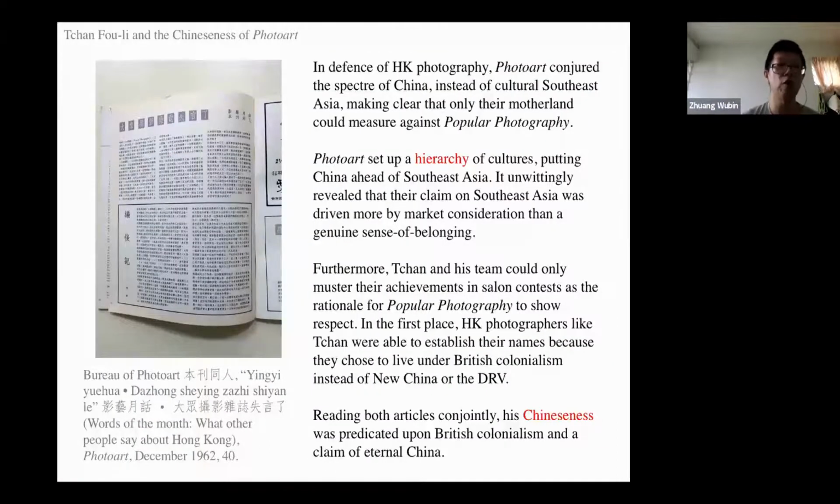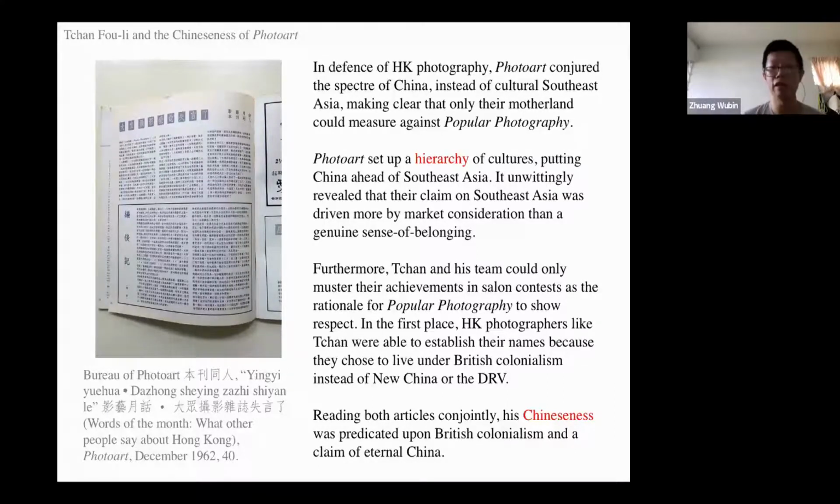And when we go back and look at the defense of Hong Kong photography, in defense of the practice of photography in Hong Kong, the editors actually felt that it was more important to conjure the specter of China instead of cultural Southeast Asia. And in that sense, they unwittingly made clear that only the motherland could measure against the Americanism of Popular Photography. So inevitably, they set up a hierarchy of cultures, putting China ahead of Southeast Asia. And if we want to pursue it a little bit more, we could probably say that this revealed that their claim on Southeast Asia was actually driven more by market rather than a sense of belonging.